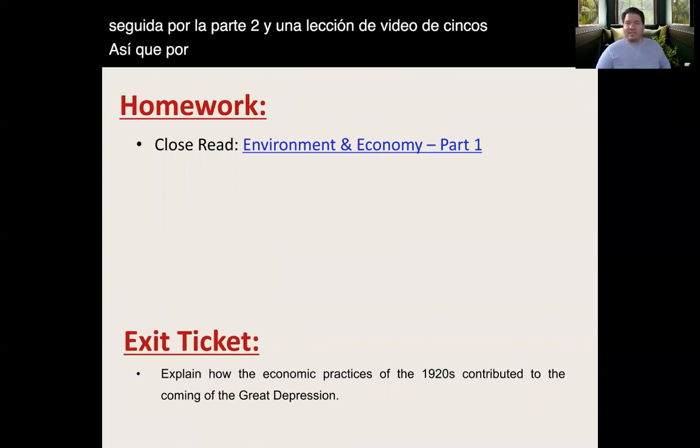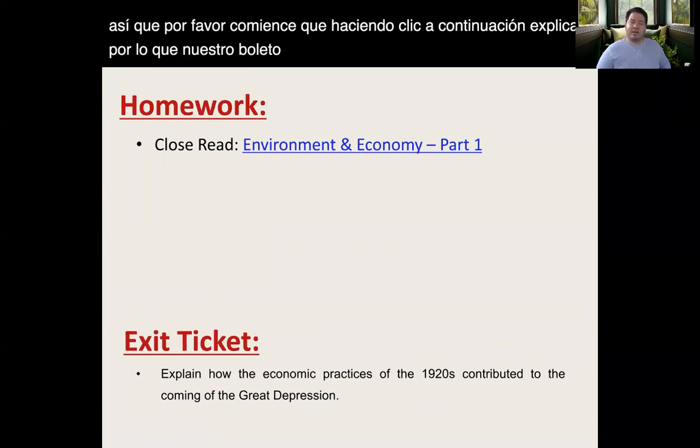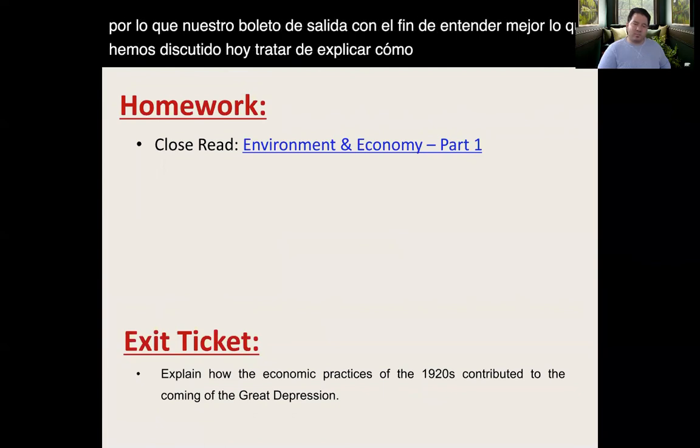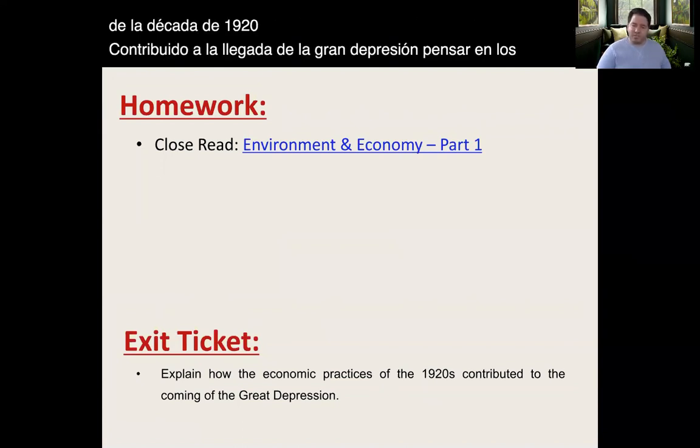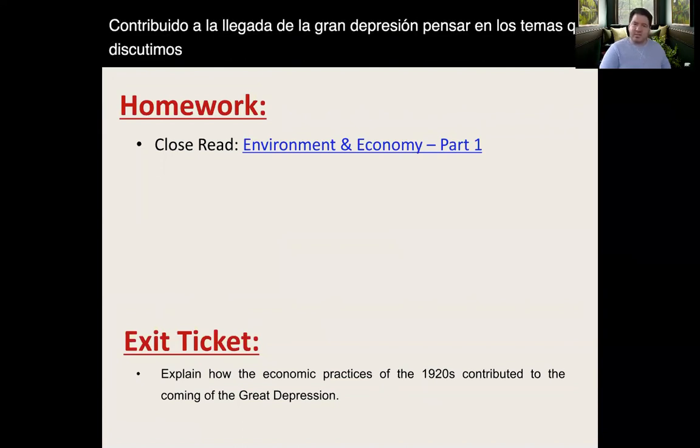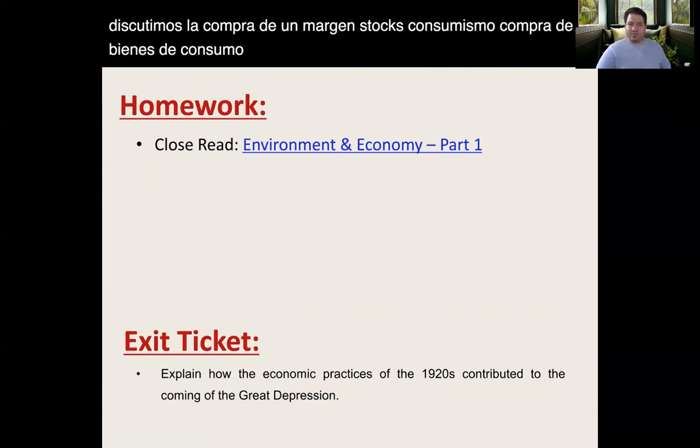So our exit ticket, in order to better understand what we've discussed today, try to explain how the economic practices of the 1920s contributed to the coming of the Great Depression. Think about the topics that we discussed: purchasing on margin, stocks, consumerism, the purchasing of consumer goods on credit. How would that eventually lead to the Great Depression?